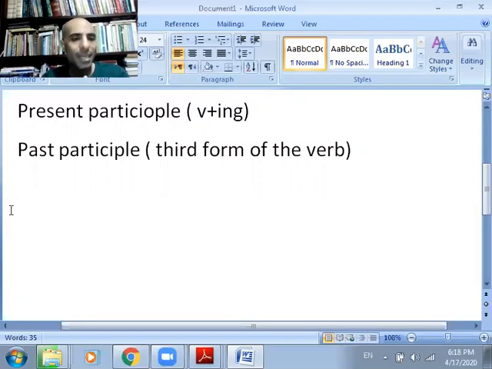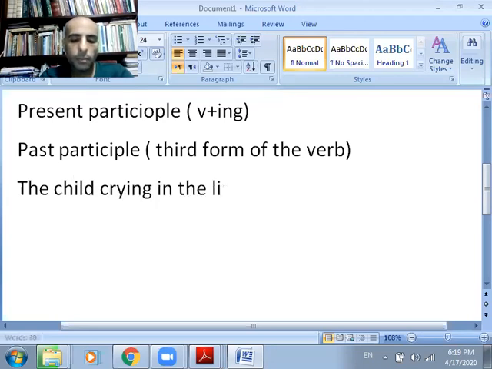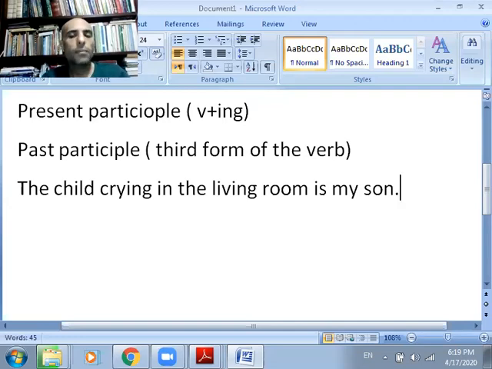طيب مكان الادجكتيف المتعارف عليه فين؟ before the noun، لكن مع ال present participle وال past participle ممكن يجوا قبل او بعد النوع. يعني ناخد مثال لما اقول مثلا the child crying in the living room is my son. The child crying in the living room is my son.